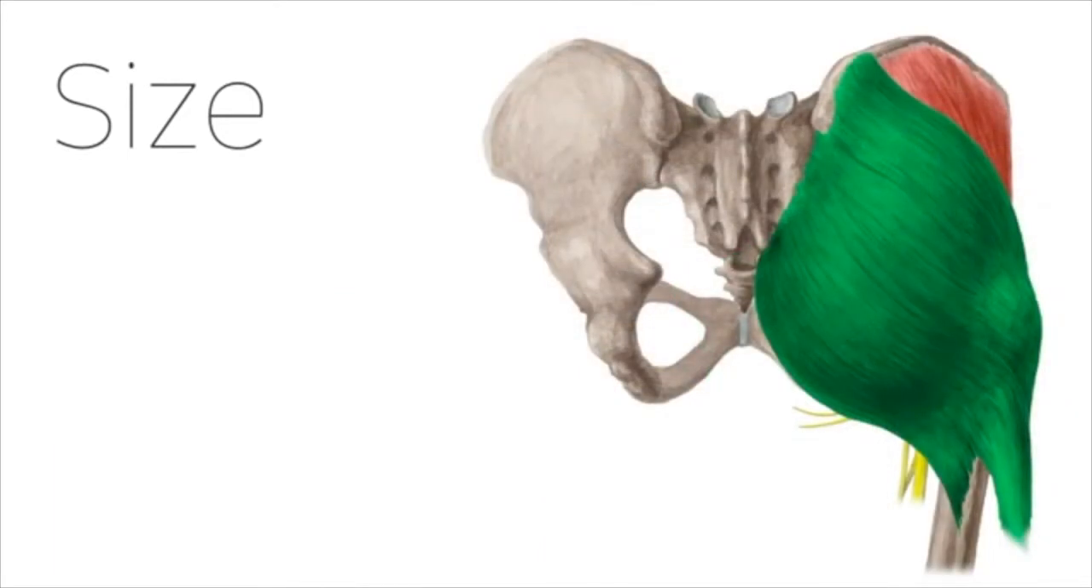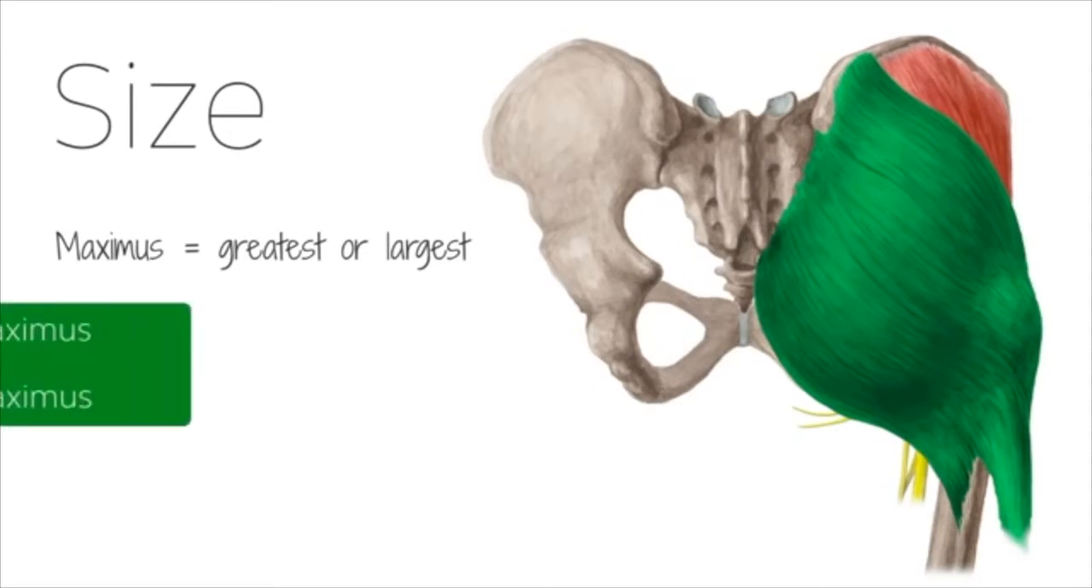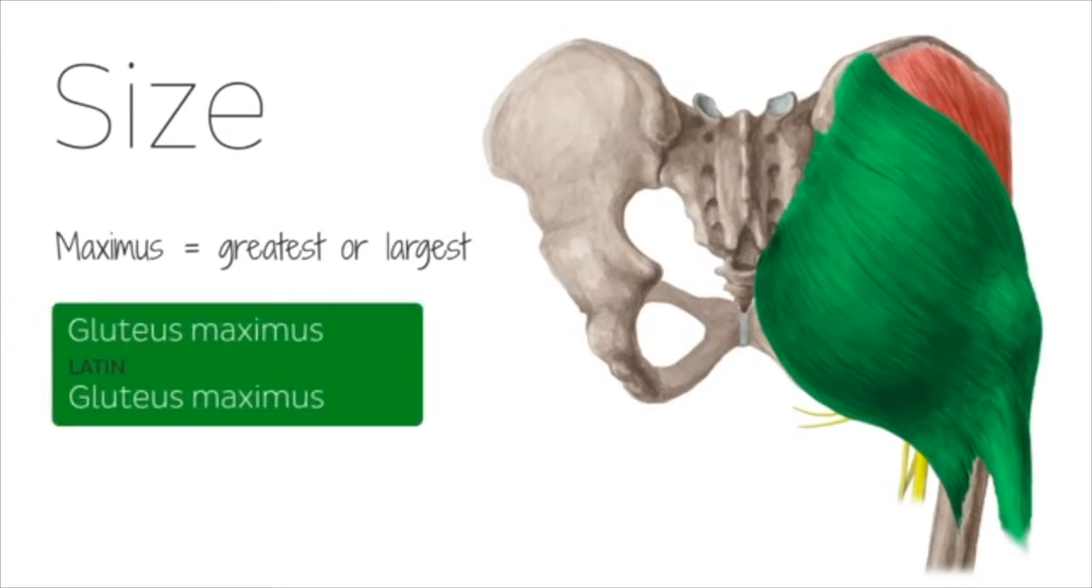And the term maximus comes from the Latin meaning largest or greatest. And as we can see on the right here, the gluteus maximus muscle is the largest muscle in the pelvic region, hence the use of the word maximus.